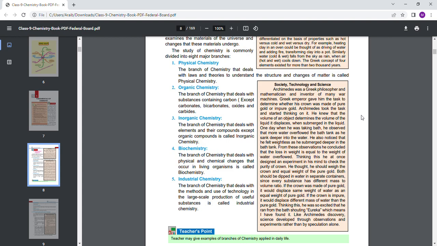He also noticed that he felt weightless and submerged. Wait, I will increase the brightness.